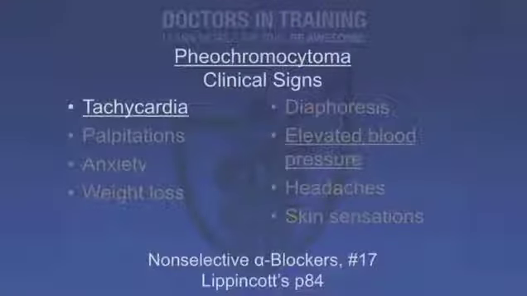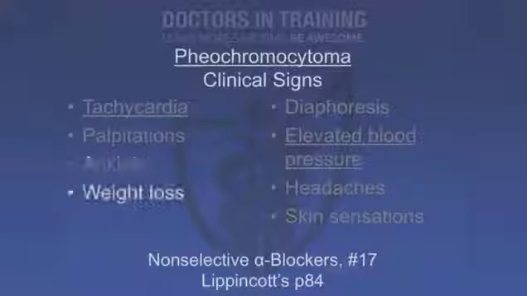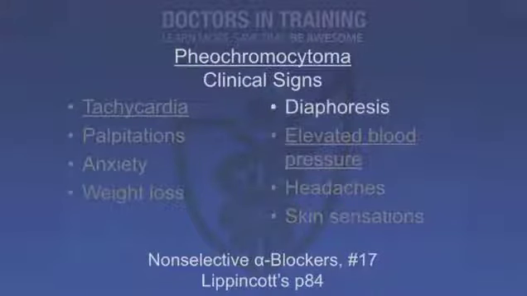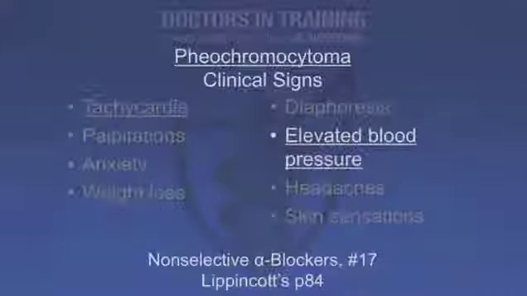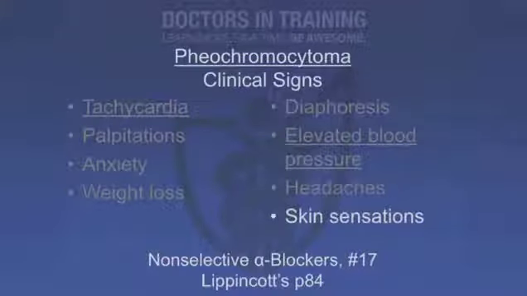Now, the clinical signs of pheo are tachycardia, palpitations, anxiety, weight loss. That's important. And remember this, you're never going to see a fat pheo. So people with pheochromocytoma are usually very thin. You're going to see diaphoresis, and you're also going to get elevated blood pressure. Now, if you have a patient who's thin and has very high blood pressure, and you have them on several medications and it doesn't seem to be working very well, pheo needs to come to mind, and you need to check and rule that diagnosis out. You can also have headaches. You can also have unpleasant skin sensations.